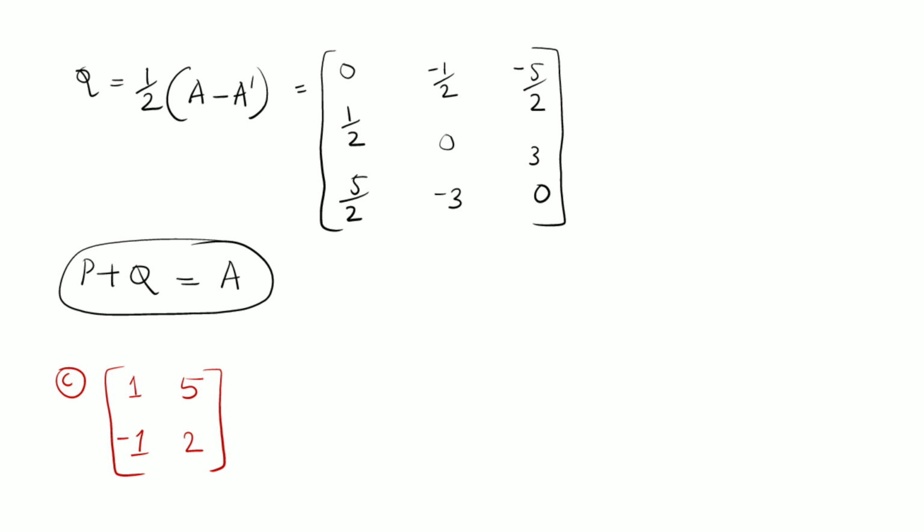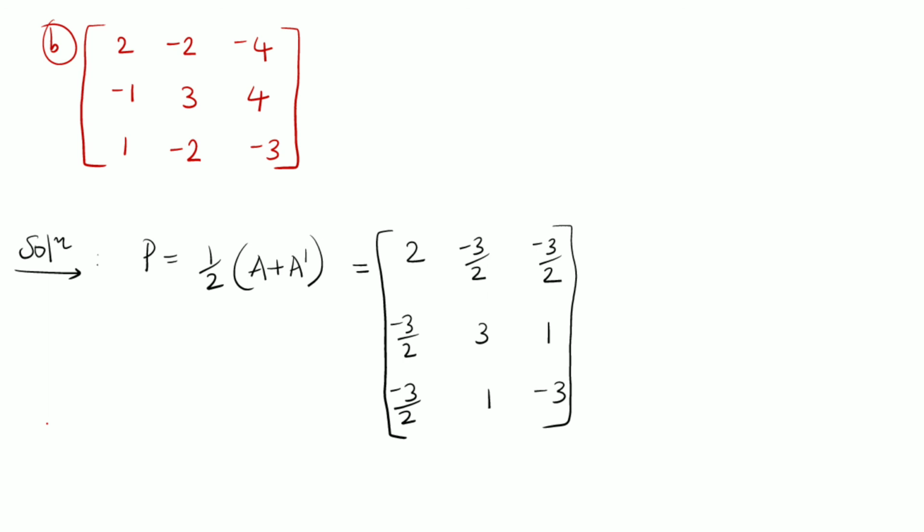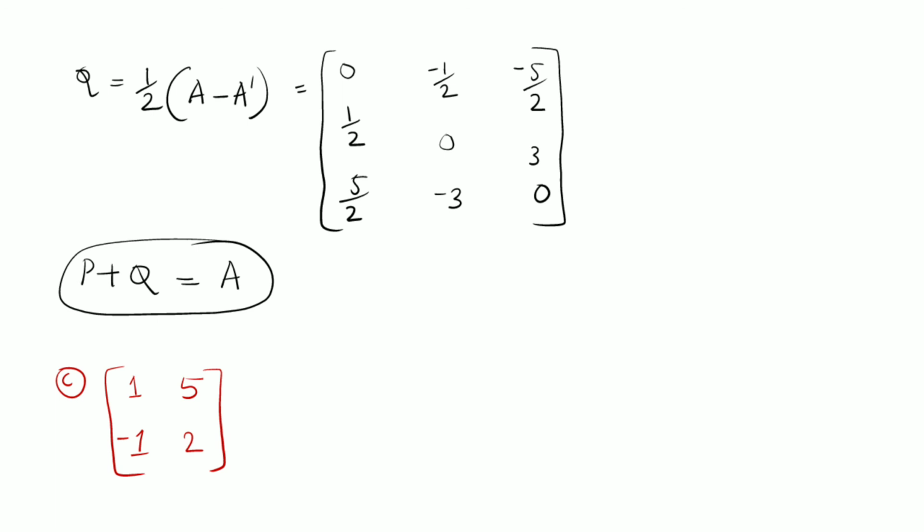Similarly, there is a homework question. All these are homework questions. Similarly, you have to write for the third question, 1, 5, minus 1 and 2. You have to write this question's answer as sum of symmetric and skew symmetric matrix. So this is what is covered in today's class. I hope everything is clear.